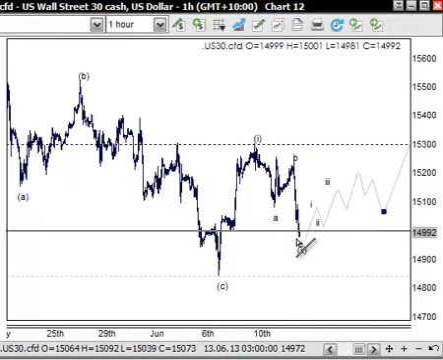So on the S&P 500, maintaining that support at 1610 is reasonably important.